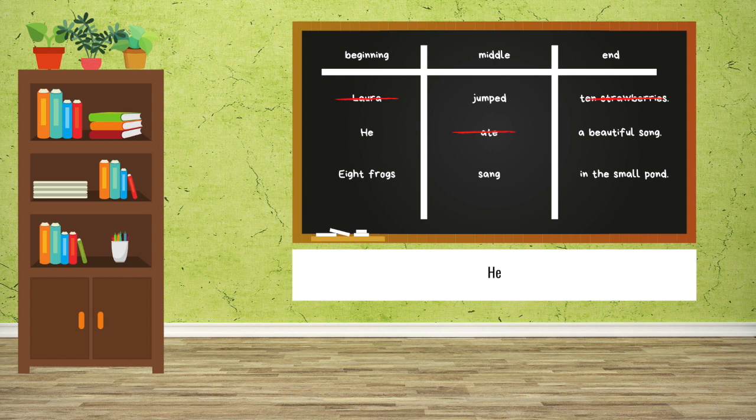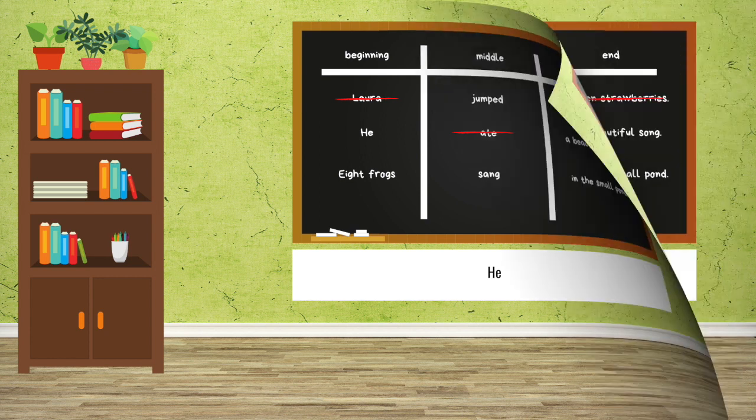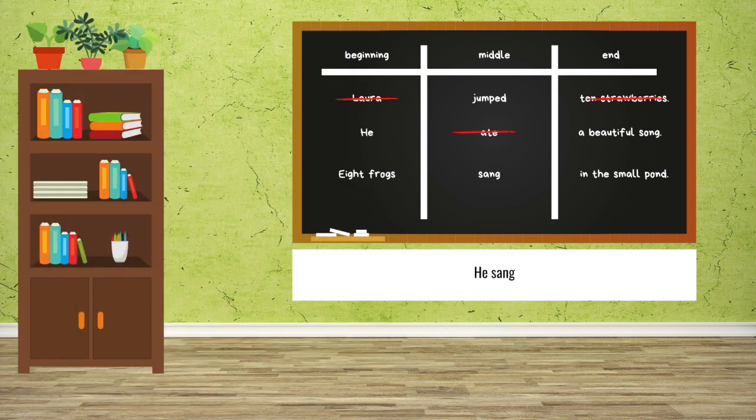So how did you guys like your first sentence? Pretty easy, huh? So let's move on to the next one. We have 2 words to choose from, and from the beginning column, I chose he. Let's write it on our paper. He. Just like before, we'll move to the middle column. And in the middle column, I'm going to pick the word sang. So now my sentence so far says, he sang.